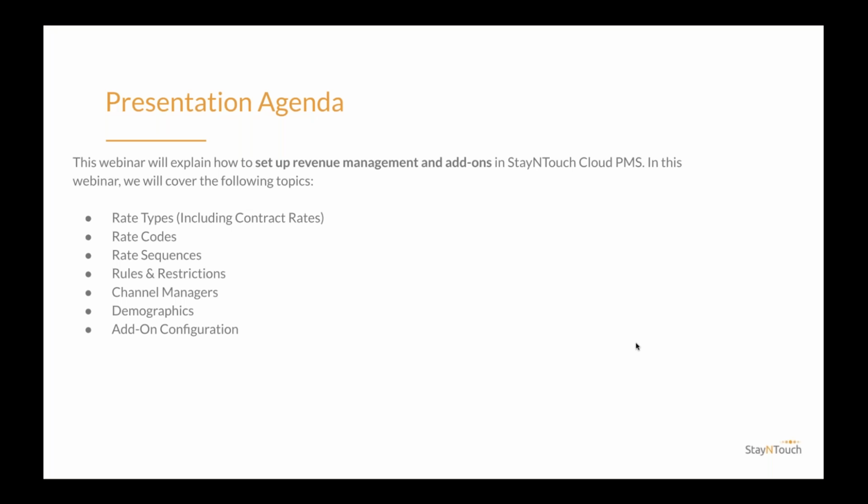Today's presentation will explain how to set up revenue management and add-ons in StayNTouch Cloud PMS. In this webinar, we will cover the following topics: rate types, including contract rates, rate codes, rate sequences, rules and restrictions, channel managers, demographics, and add-on configuration. We will have a short Q&A session at the end of the presentation.